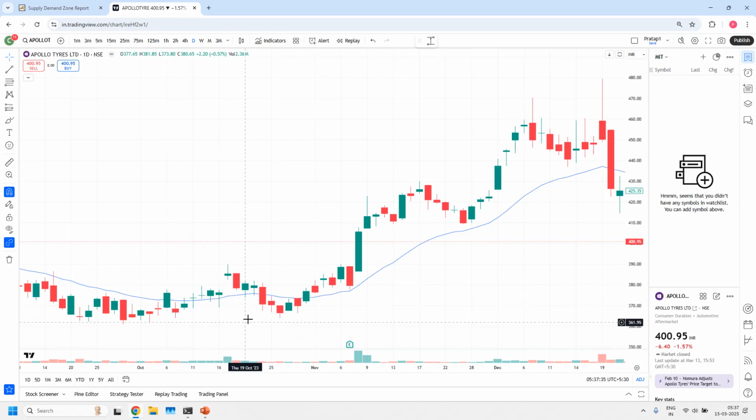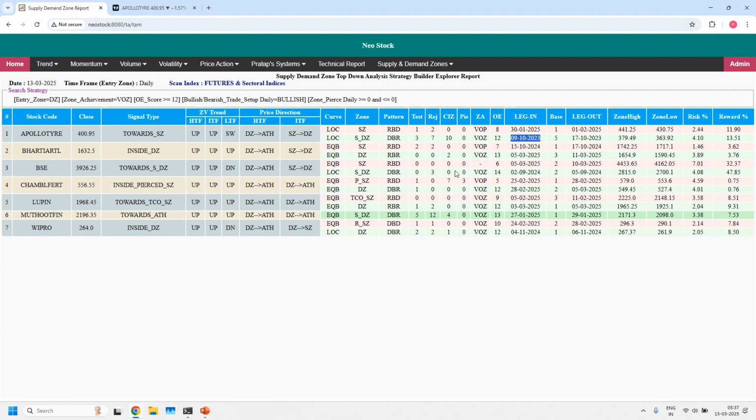So it is a drop base rally. Let us check what our software suggested. See here, it is suggested this is a drop base rally. That is the beauty of our software. It always identifies hidden zones. I already explained the hidden zones concept in our training videos at lesson 9.3 and 9.4. In both the videos, I have explained hidden bodies and hidden zones concepts.